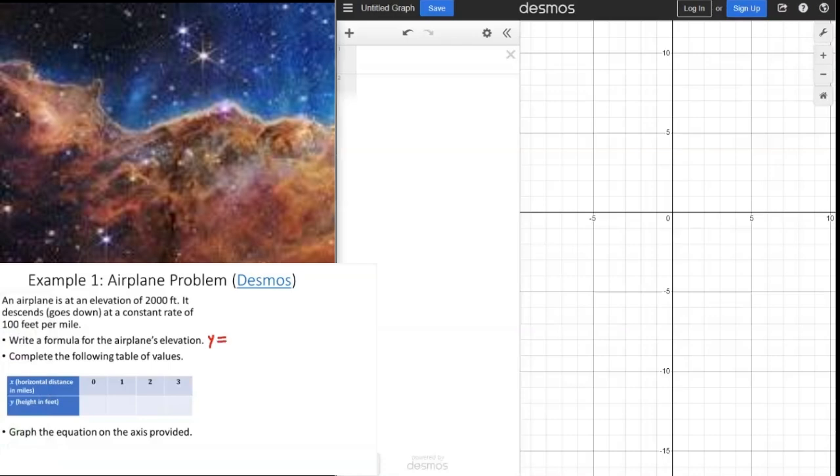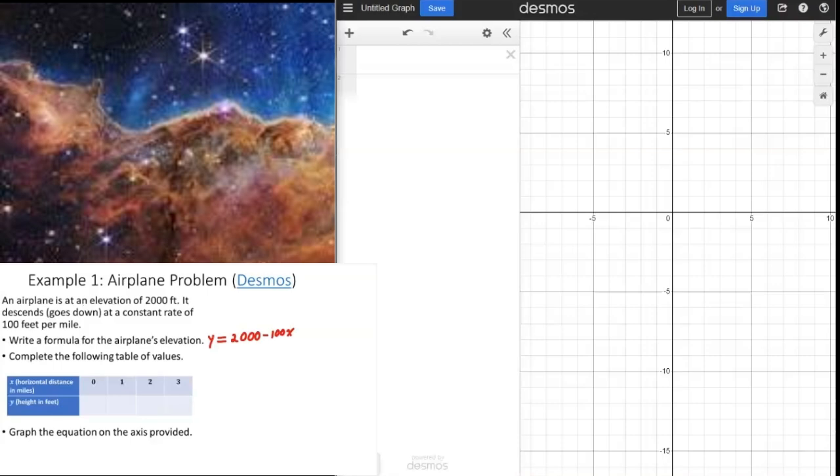Now let's think about how we'll calculate the elevation. The airplane starts at a height of 2,000 feet. For every mile it travels, it's going down 100 feet. If we travel x miles, that means we lose 100x feet of elevation. So we'll subtract 100x from the 2,000. So my equation that'll tell me the elevation of the airplane is y equals 2,000 minus 100x.